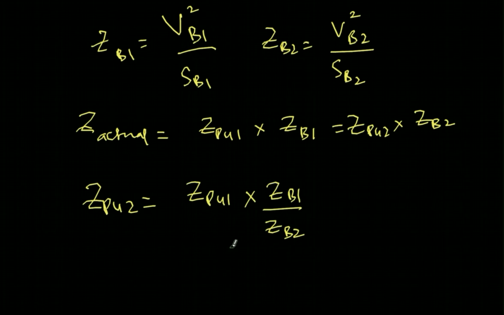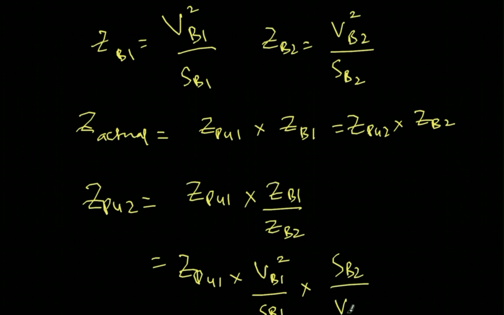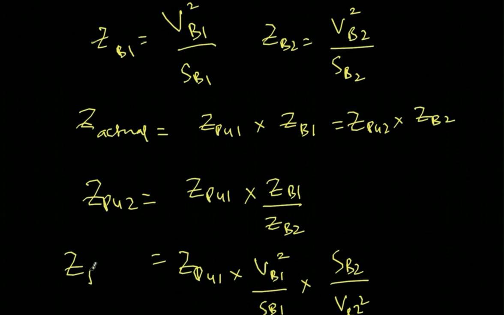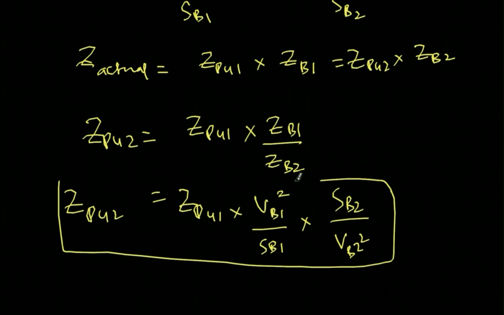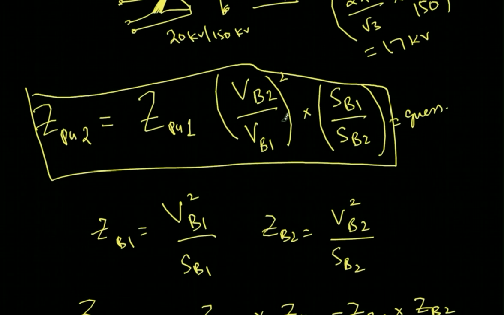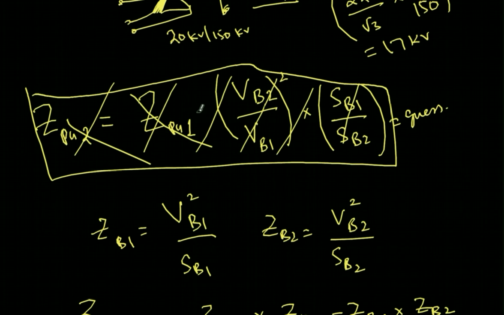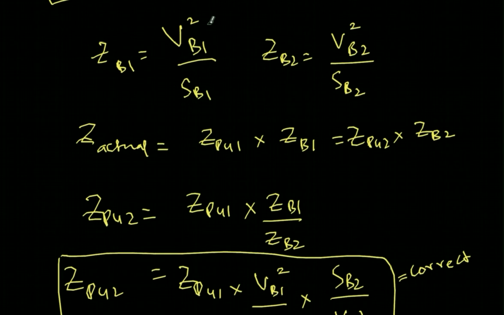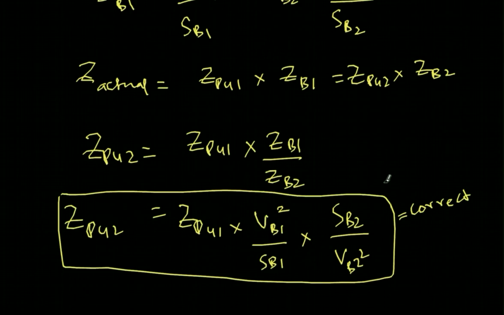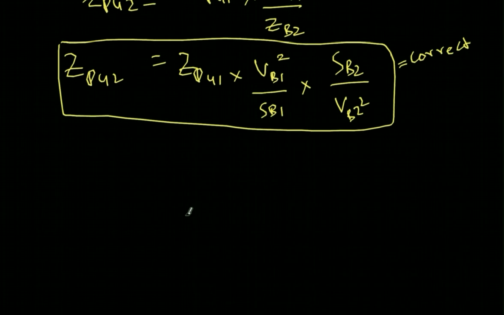Now I have to substitute this, that is Z per unit 1 into Z base 1. Therefore I get VB1 square by SB1 into SB2 by VB2 square. So I think the formula which I have written above is wrong, so this is the correct one. See, I don't remember this formula. Every time I come across to solve this, I just derive it myself. So this is wrong. Sorry for that. So let me just quickly verify that. Z base 1 is V base 1 square by S base 1, Z base 2 is this, and then actual is per unit into base. So therefore from this I'll get per unit 2. Okay, and that's it. Alright, so let's use this formula now.